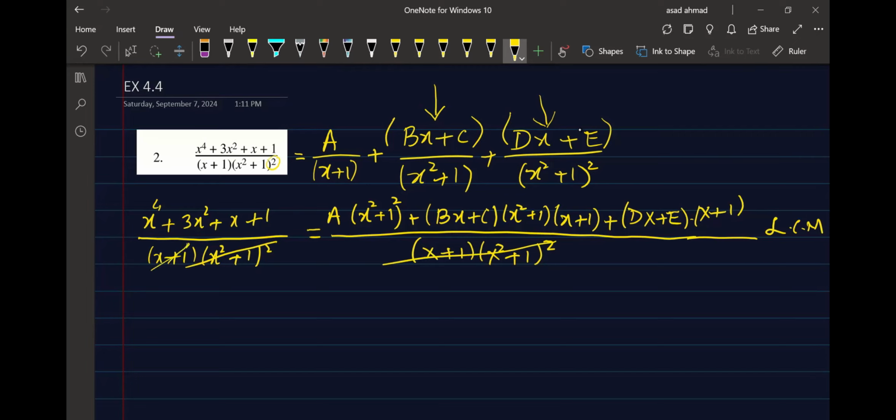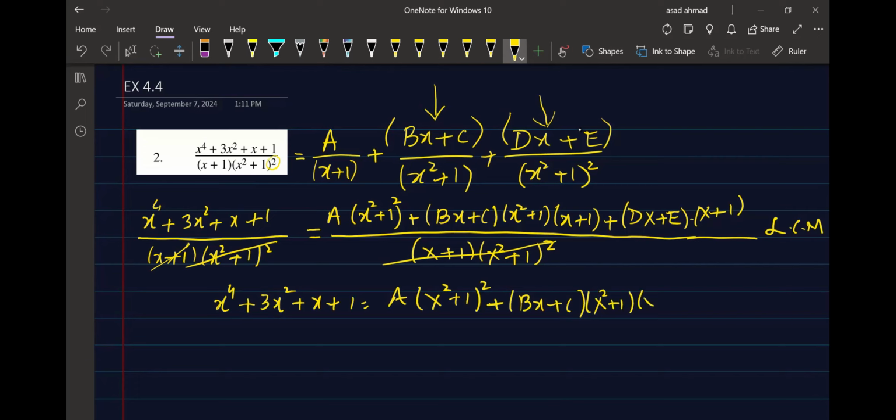and we will be having a term like x raised to power 4 plus 3x square plus x plus 1, and on the left hand side we will be having A times x square plus 1 whole square plus bx plus c times x square plus 1 times x plus 1 as it is, plus dx plus e times x plus 1.